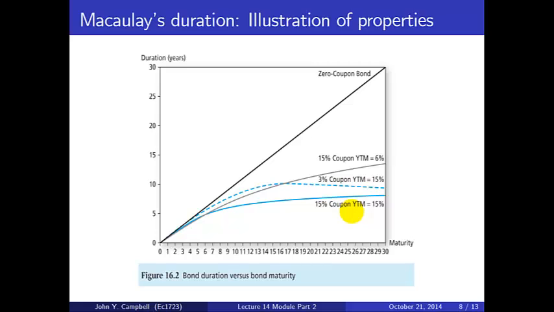Now, if you compare the gray line and this blue line, you will see that when the yield goes up, the duration falls. But if you look at the dashed blue line, that's a case where there's a very low coupon and a very high yield, and that's exactly the circumstance where, as you increase maturity, it's possible for duration actually to decline. So you can see this blue dashed curve is actually hump-shaped.